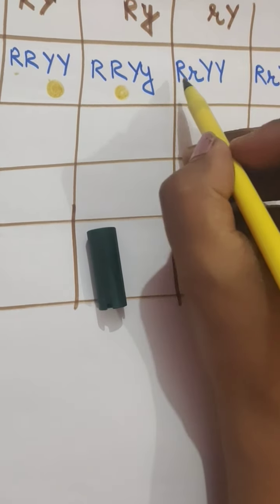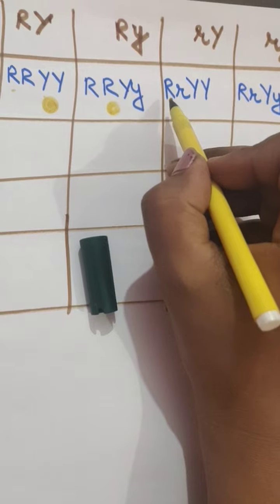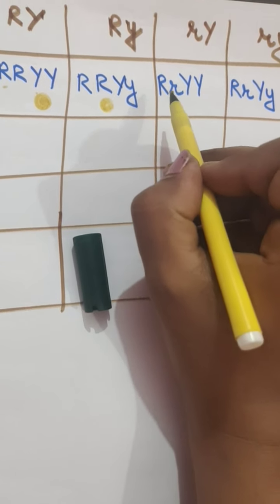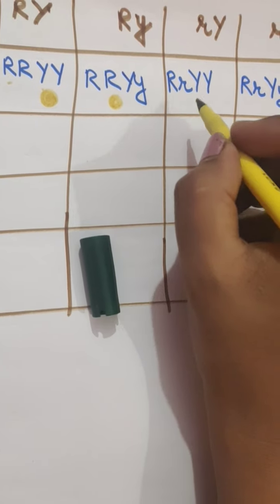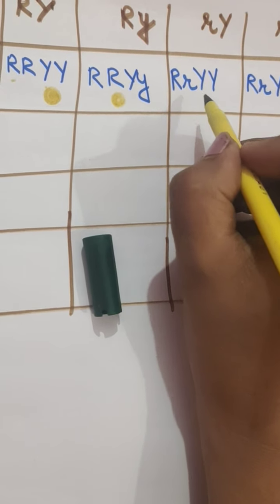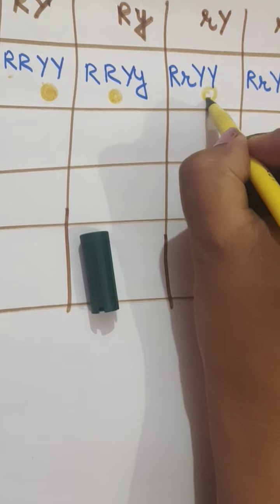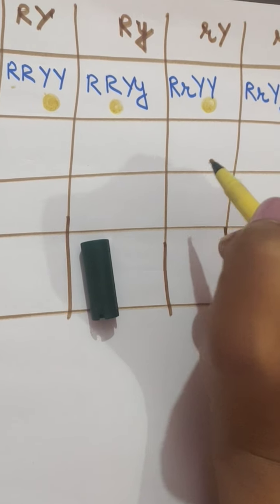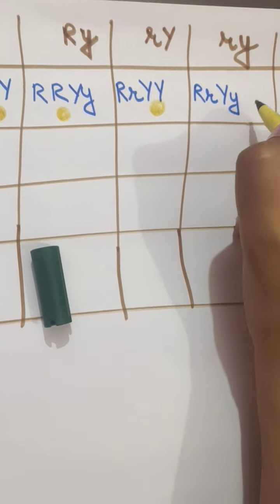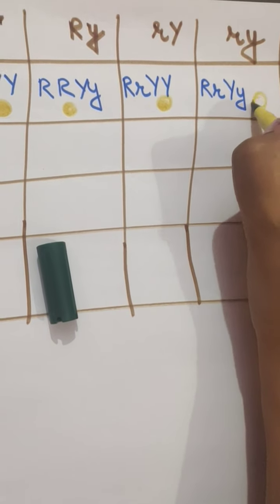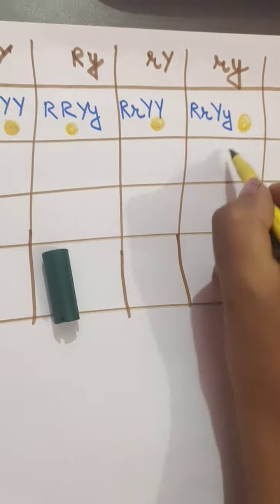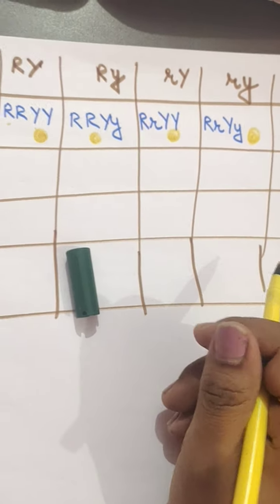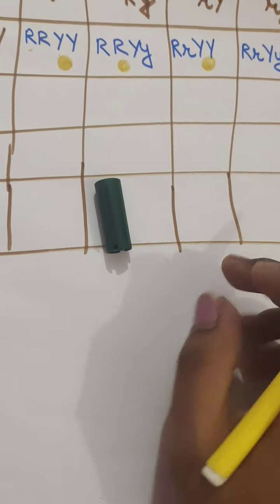Here again the recessive gene is small r and the dominant gene is capital R. So the shape will be round and the color is obviously dominant, so yellow. So round and yellow. Here also all the genes are dominant, so the color is also yellow and the shape is also round, because capital R stands for the round shape and Y stands for the yellow color.